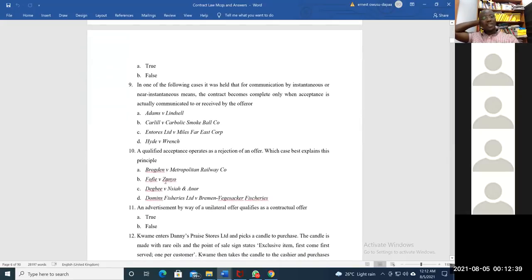Now, in one of the following cases, it was held that for communication by instantaneous or near instantaneous means, the contract becomes complete only when acceptance is actually communicated to or received by the offeror. A, Adams and Lindsell. B, Carlill against Carbolic Smoke Ball Company. C, Entores Limited against Miles Far East Corporation. And D, Eliason v Henshaw. Write your answer in the chat.